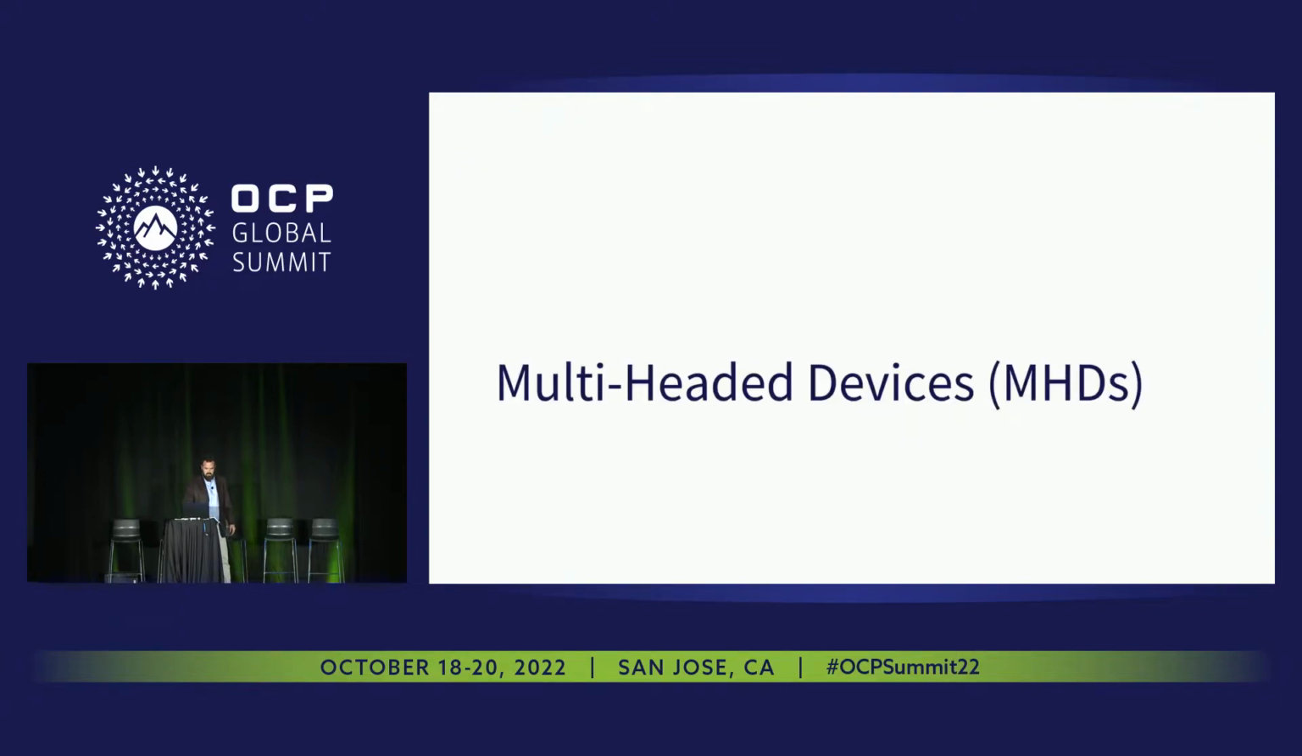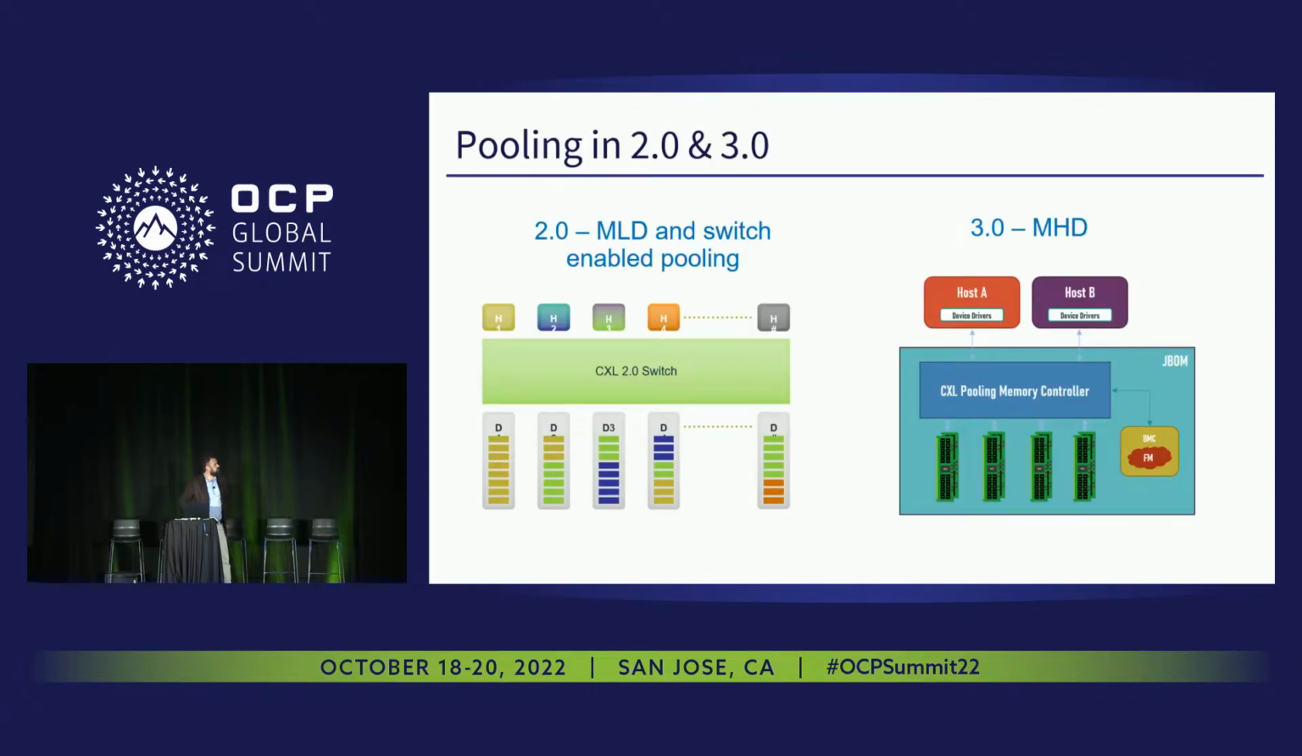Okay, let's talk quickly about the multi-headed device here. As I mentioned, pooling was really brought out in CXL 2.0, and it was spec defined and enabled by CXL switches. On the left here, we can see a composable memory pooling solution where multi-logical devices, these devices along the bottom, can be programmed to expose different regions of memory to different hosts.